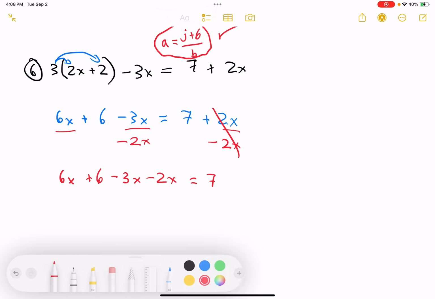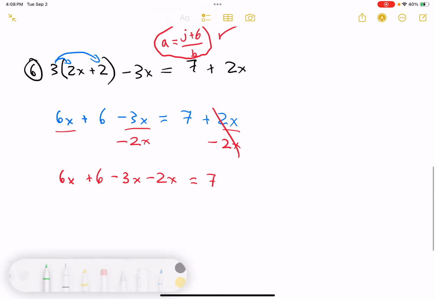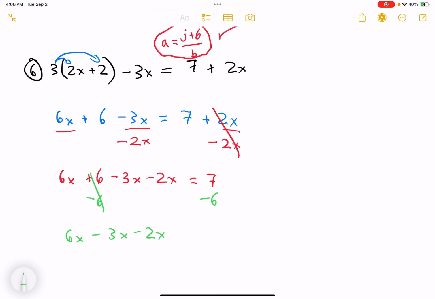Now let's get the 6 over where it belongs, right? Minus 6, because we're doing plus 6 over here. Cancel that out. 6x minus 3x minus 2x equals 7 minus 6 is 1. Notice how I'm bringing my values down where they belong.